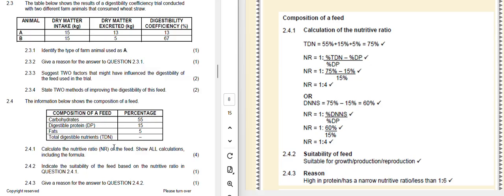What makes the total digestible nutrients? The total digestible nutrients is made by carbohydrates, digestible protein, and fats. Together, these three, they make the TDN. So I'm going to say TDN is equal to 55% plus 15% plus 5%. It gives me 75%.